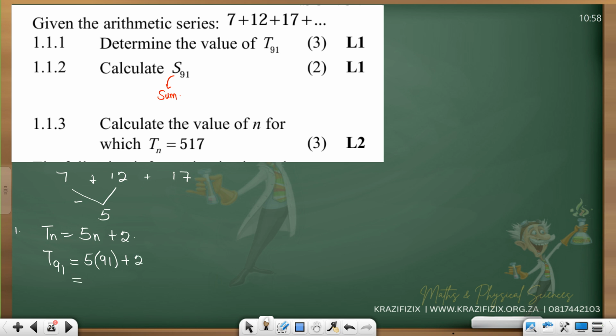And what would that be? That will be 455 and that will be 457. I hope you got that.